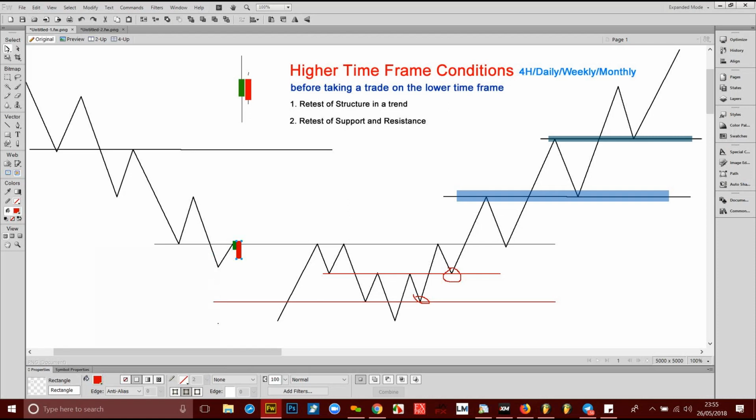So that is what I'm looking for in the market. Once I see this, at that point, this is my aggressive entry. I wait for it to close, then I enter my trade at this point. After this candle closes, that is where I enter my trade.